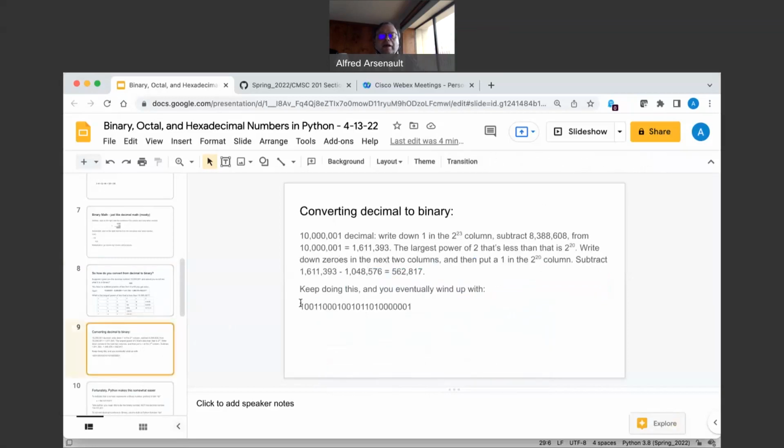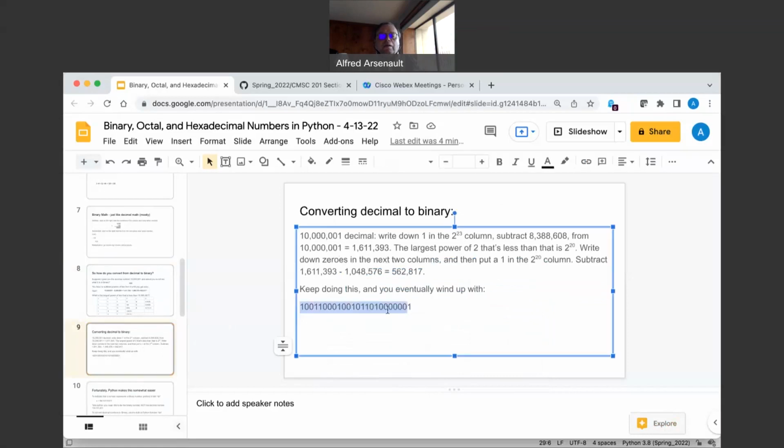is this binary string. This is 2 to the 23rd. There are 24 bits in this string, and you get a 1 in the 2 to the 23rd place, 0, 0, 1 in the 2 to the 20th, 1 in the 2 to the 19th, 0, 0, 0, 1, 0, 0, 1, 0, 1, 1, 0, 1, a bunch of zeros and 1. This is the base 2 representation of the decimal number.